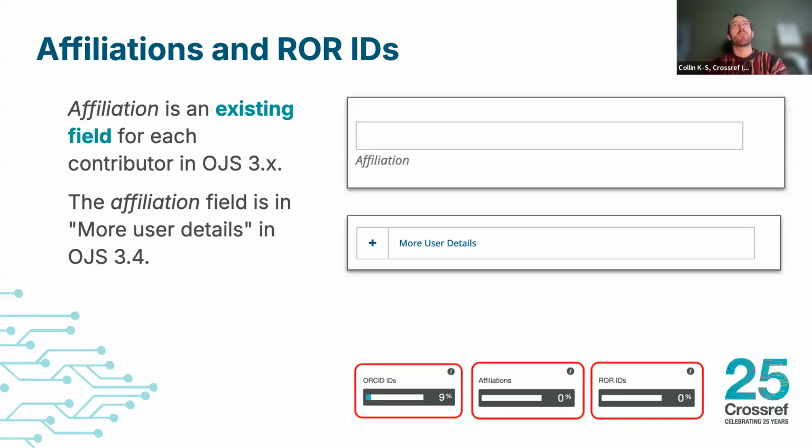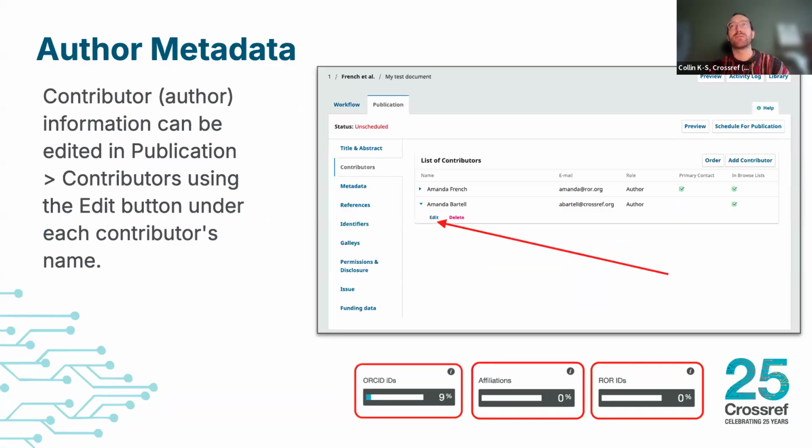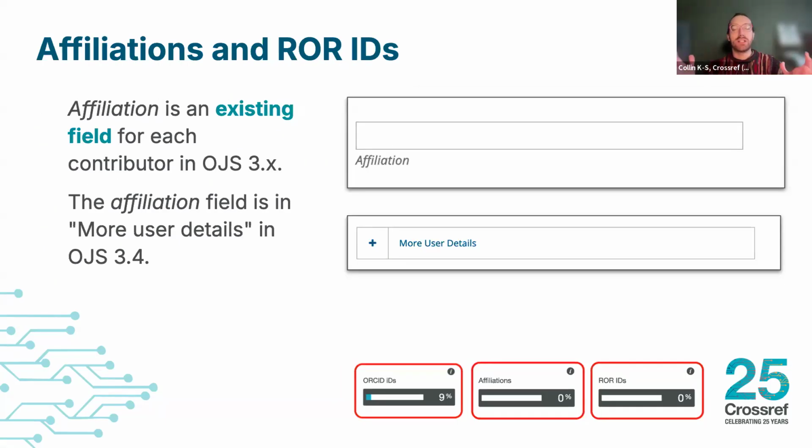Affiliation. Affiliation and ROR ID kind of go hand in hand. I'll talk a little bit about each here. Affiliation is an existing field. All versions of OJS, version 3 point anything, have an affiliation field, which is just a plain text field. Specifically in OJS 3.4, it's hidden behind this more user details button in the author metadata section for each author. The affiliation field can just be plain text. So it might be Department of Chemistry, University of Santiago in Santiago, Chile, for example.